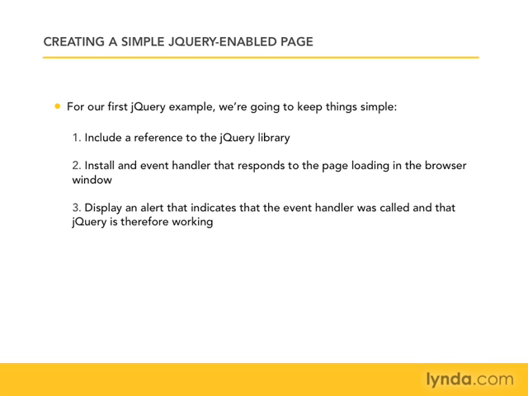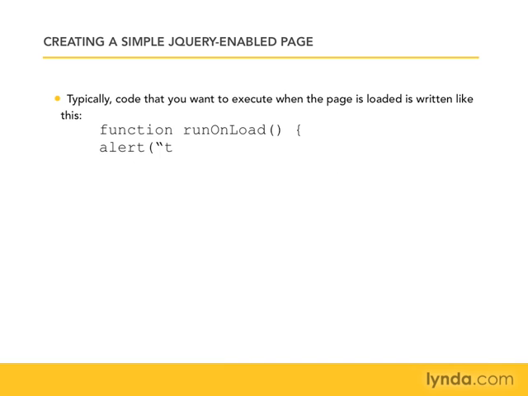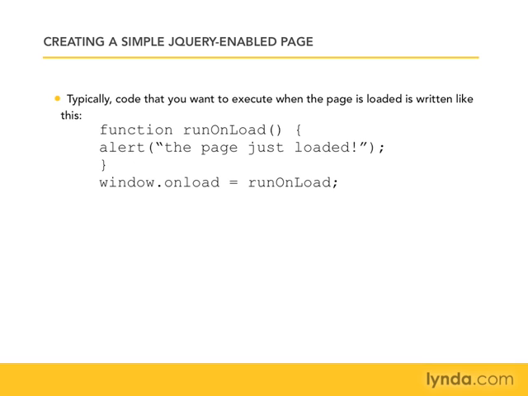So before we do that, let's take a look at how you would do this without jQuery. Typically, code that you want to have executed when the page is loaded is written something like what you see here. So what I've done is write a runOnLoad function, and that displays an alert, and you can see I'm triggering that off the window.onload event.